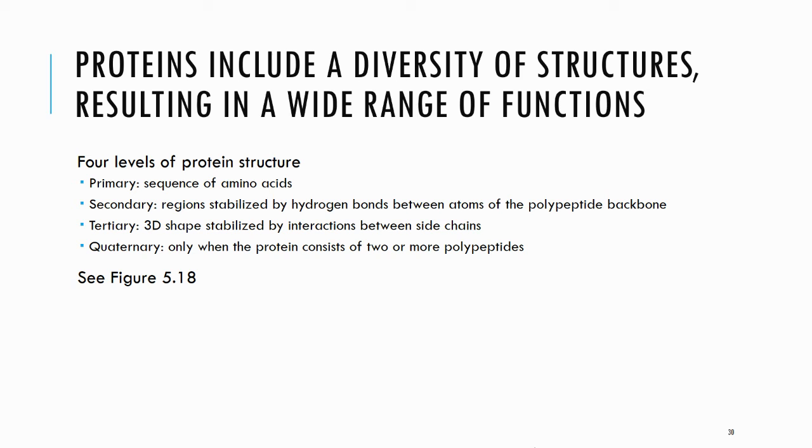There are 4 levels of protein structure. Primary is simply the sequence of amino acids. Secondary are the regions stabilized by hydrogen bonds between atoms of the polypeptide backbone. Tertiary, 3D shape stabilized by interactions between the side chains. And quaternary is only when the protein consists of 2 or more polypeptides. For more details on this, you should refer to figure 5.18 in your book.